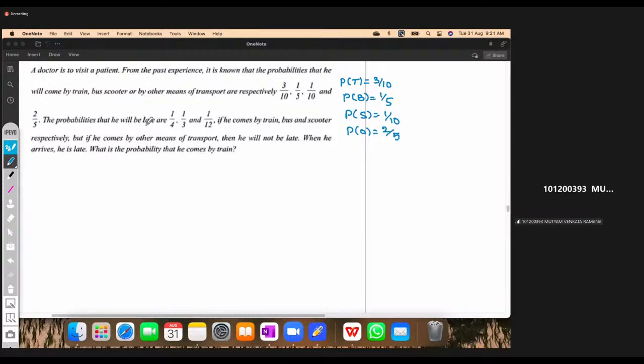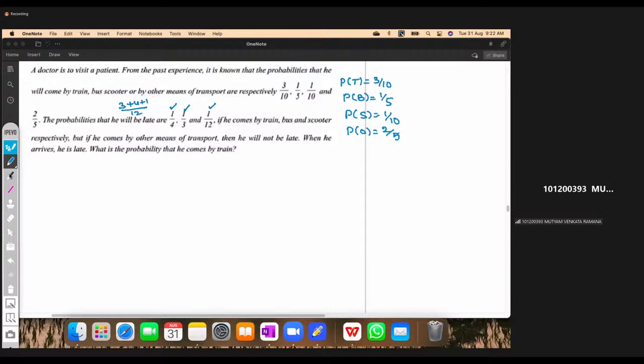The probability that he'll be late if he comes by train, by bus or scooter respectively. So look at here, what is the sum? The probability is 1 by 4 plus 1 by 3 plus 1 by 12. So this is, if you take the LCM, 12, 3 plus 4 plus 1.